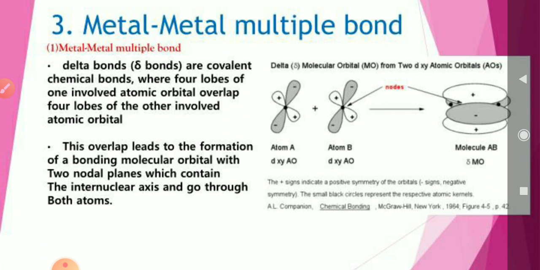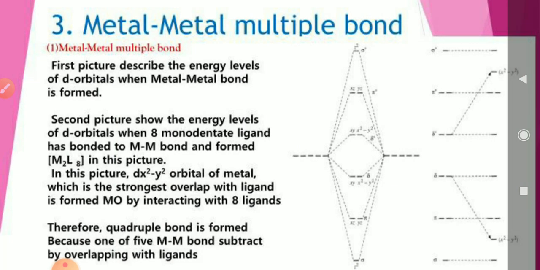So here you can see atom A and atom B; they both combine, and the AOs of dxy and the AOs of dxy will combine and give the delta MOs of the molecule AB. Here you can see the node is present between these overlapping lobes.